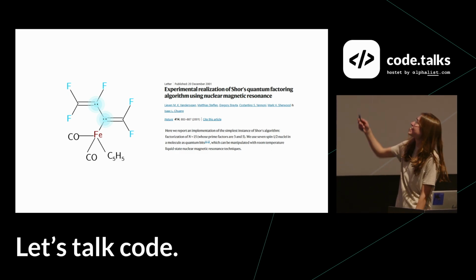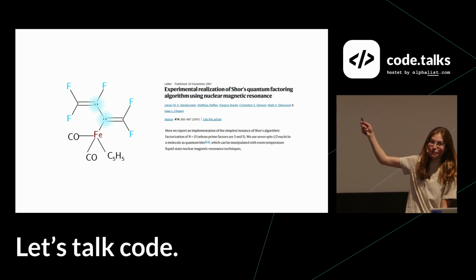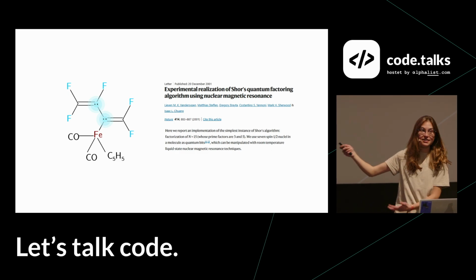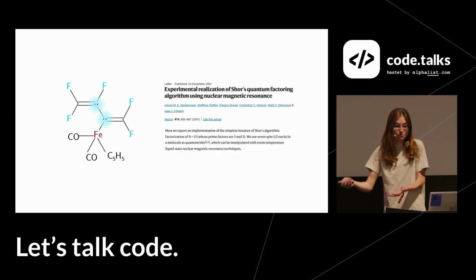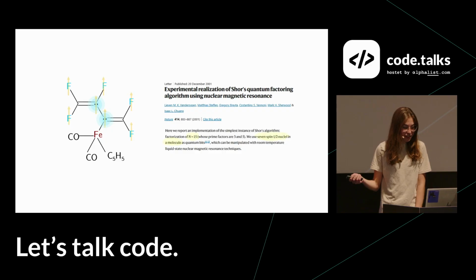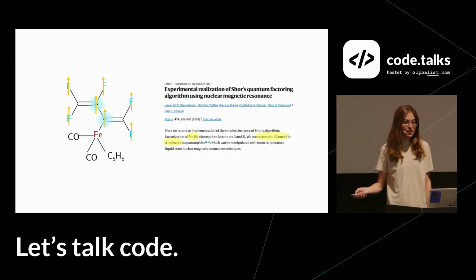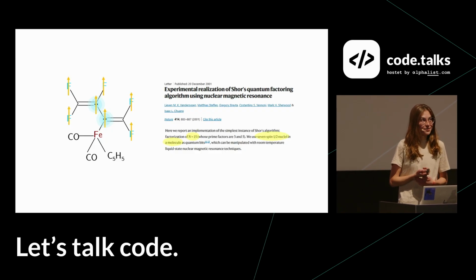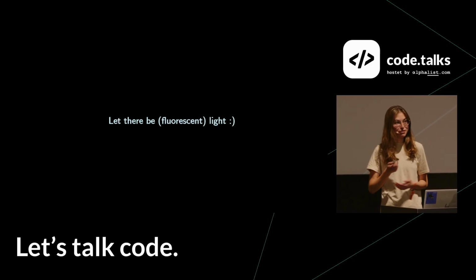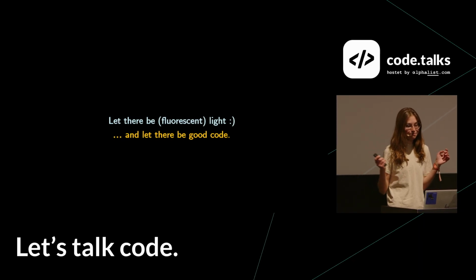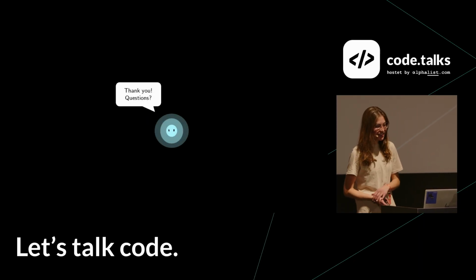And it's quite nice. They said they factored the number 15 in the laboratory using this molecule, because at that time we did not really know how to build quantum computers, but we could use molecules to calculate quantum stuff. They used these 7 spins here. And that's it. So the thing I want to leave you with is: let there be fluorescent light, and let there be some good code. Yeah. Thank you.